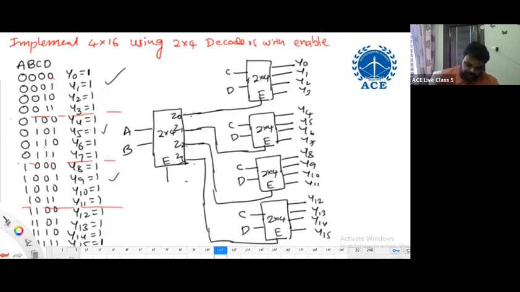Don't go with a formula. Ashish, we can go with logic 0 output also.